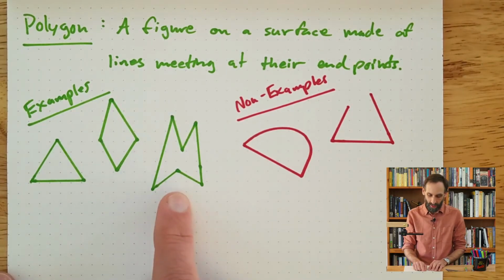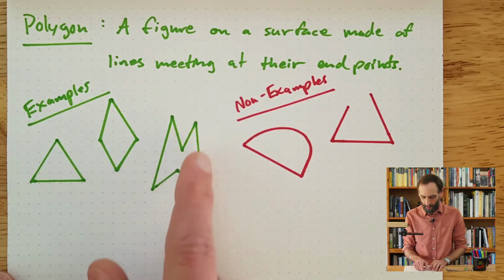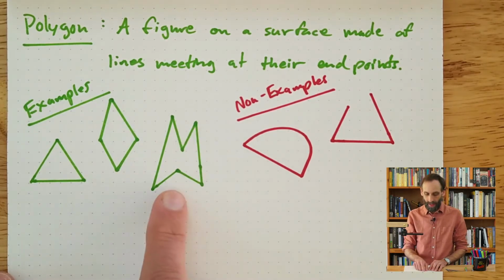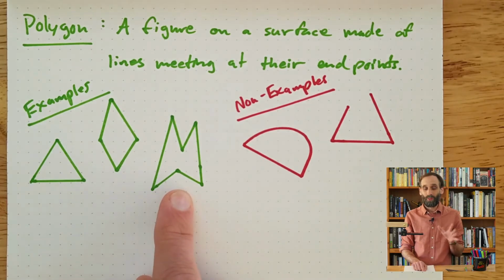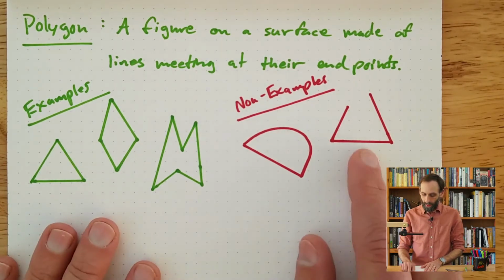So this fits the definition. And this would actually be, I believe, a hexagon, right? Because we have 1, 2, 3, 4, 5, 6 sides. So this is a hexagon, even if it's not what you would necessarily think of when you think of a hexagon in your mind.